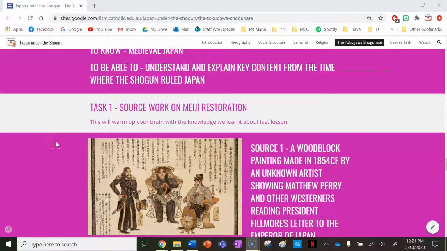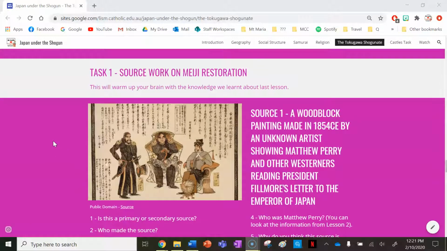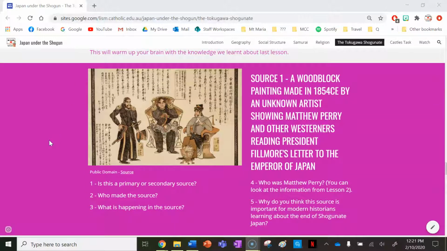So task 1 is source work on the Meiji Restoration, and this will jog your brain from last lesson as well. So source 1 is a woodblock painting made in 1854 CE by an unknown artist showing Matthew Perry and other Westerners reading President Fillmore's letter to the Emperor of Japan.